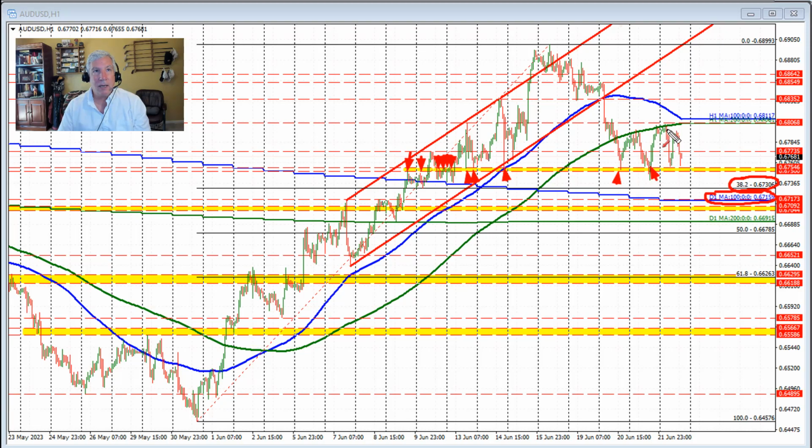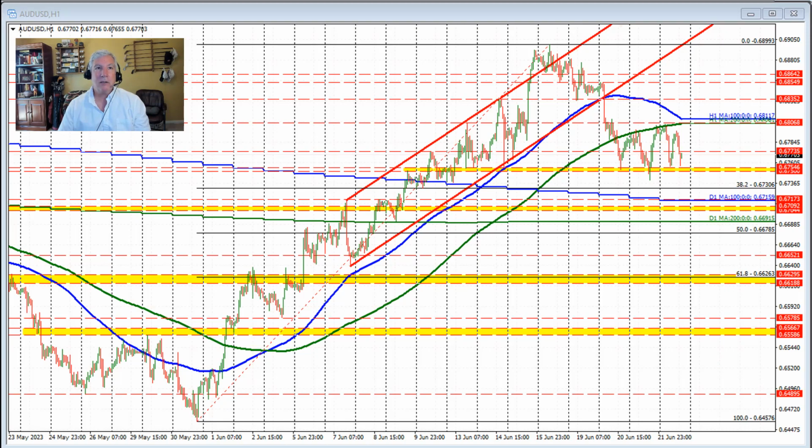And in trading here today, after testing the 200-hour moving average here, the price moved down and retested this swing area right through here. And we did it again in the last hour or so of trading as well, coming down toward the 0.6750 to 0.67546.